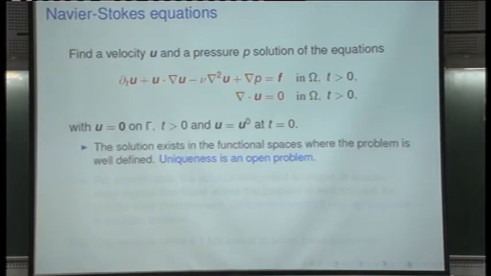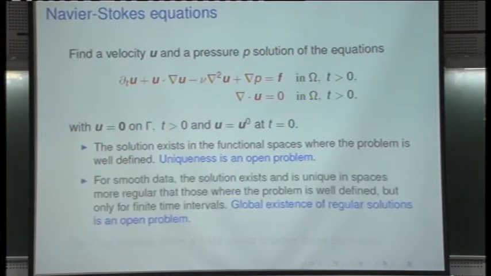A summary of what I said yesterday: the solution exists in the functional spaces where the problem is well defined. Remember, here I haven't written the spaces, but we know that these are L infinity in L2 and L2 in H1. However, uniqueness is an open problem. That's what I mentioned yesterday. Existence is proved, but uniqueness is not.